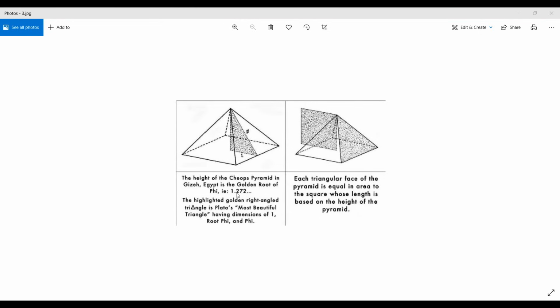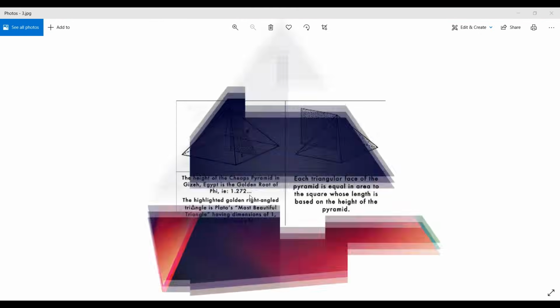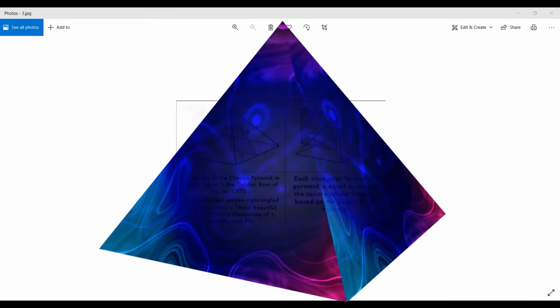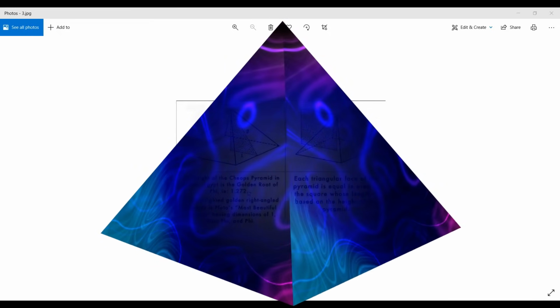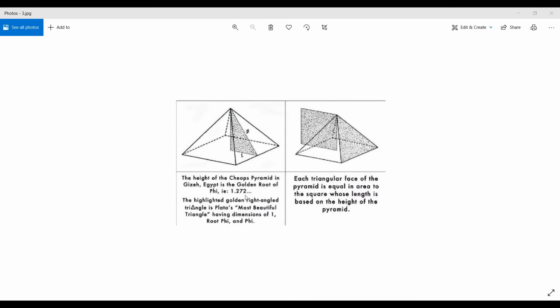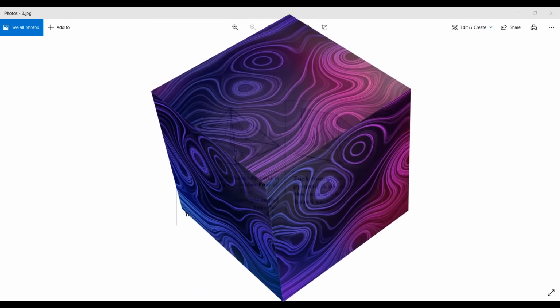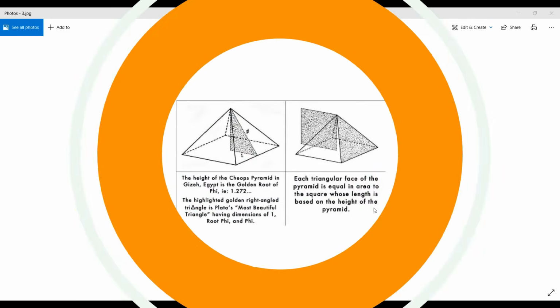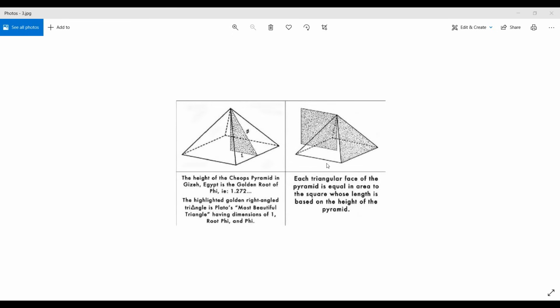You can see the ancients, they have given the clue in the form of shapes and buildings. You can see the golden root of pi and 1.272 etc. in there. This is actually the square root of 1.618. See here, each triangular face of the pyramid is equal in area to the square whose length is based on the height of the pyramid. So you will have to master this, no other way.